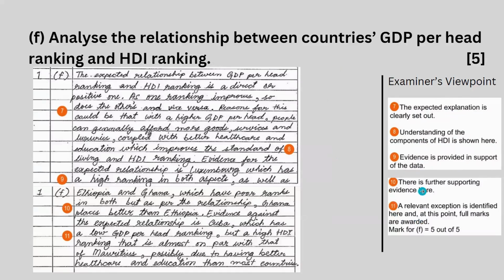If it doesn't relate, your marks will be cut. And there is a supporting evidence given here. And in this case, the student have got 5 out of 5 because there was a relevant exception is identified here, and full marks have been awarded because all the criteria has been there in this question for the analyzed question. Because of that, full 5 out of 5 are given in this question. You can read this answer and you can see how this candidate has written the answer so that you can imitate in your final exam.